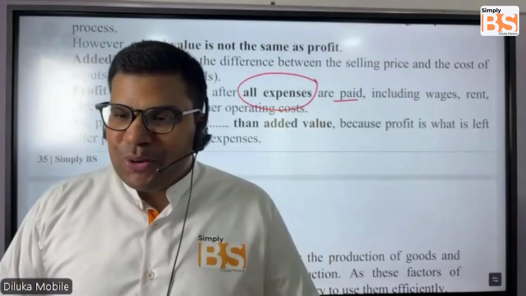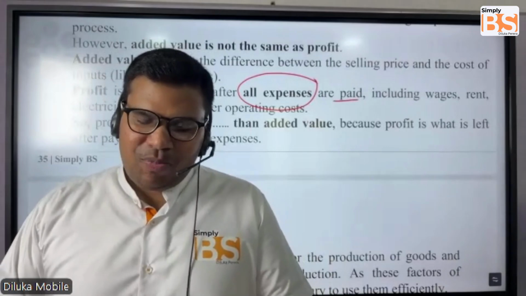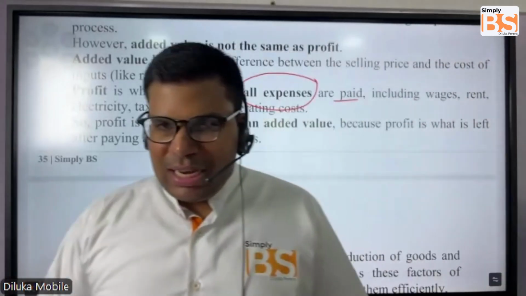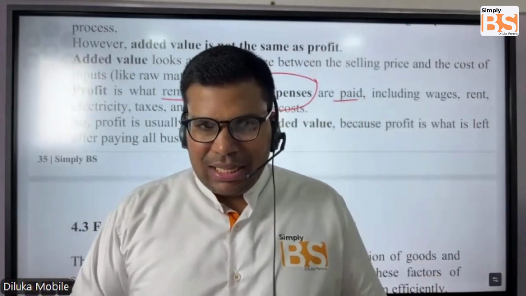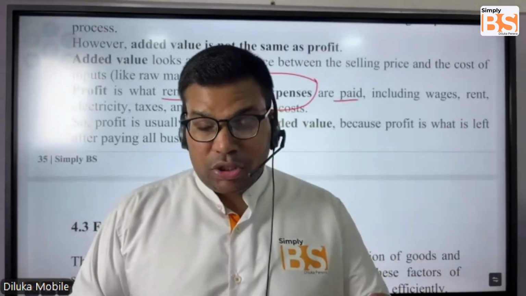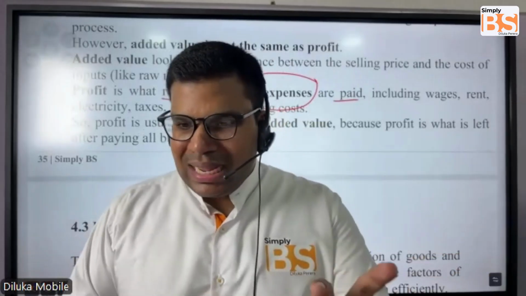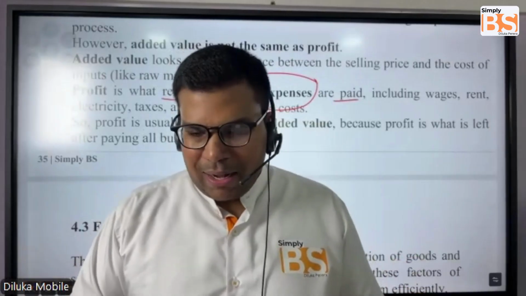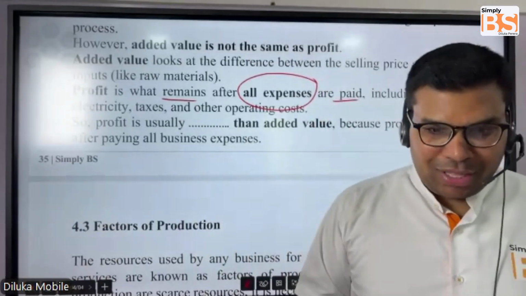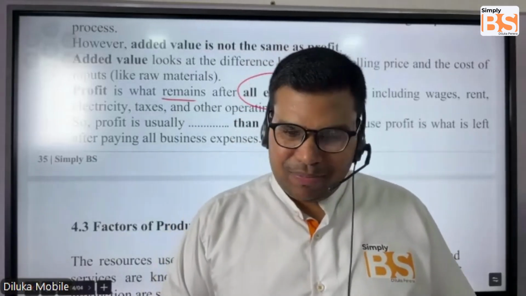Can you remember I told you, when we are calculating added value, we are very specifically subtracting the cost of production inputs, raw materials and other components which will be directly used for the production. Apart from that, there are some other costs that the company will incur, right?